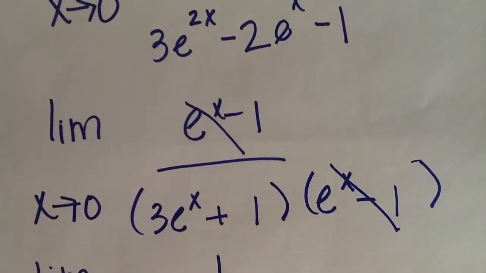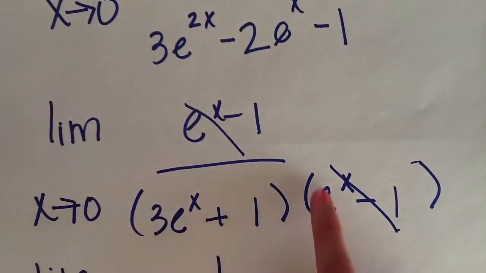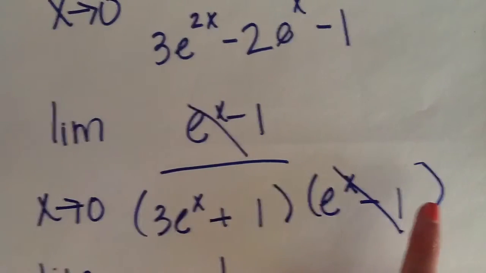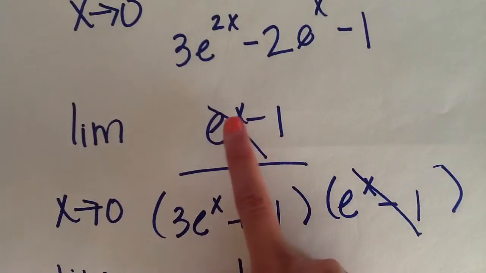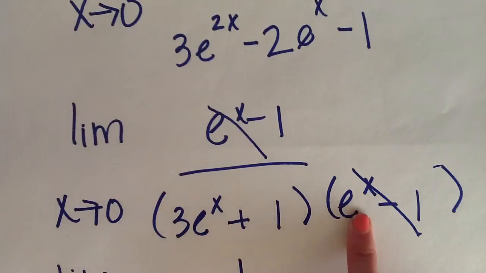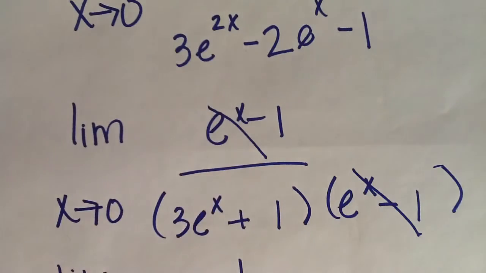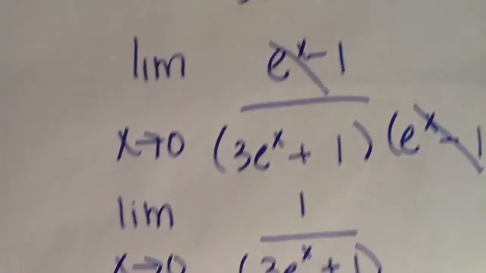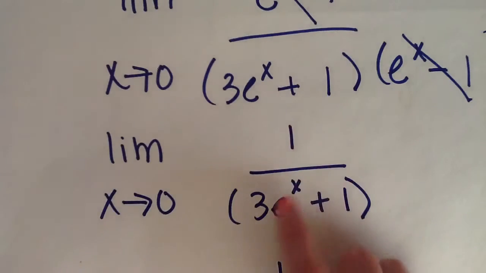So the denominator factors to be (3e^x + 1) multiplied by the factor (e^x - 1). As you can see, e^x - 1 is both in the numerator and the denominator, and therefore those factors are going to cancel. We now have the limit as x approaches 0 of 1 over 3e^x + 1.